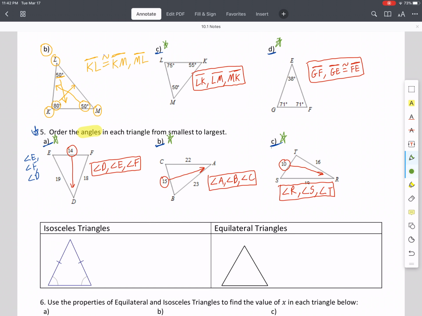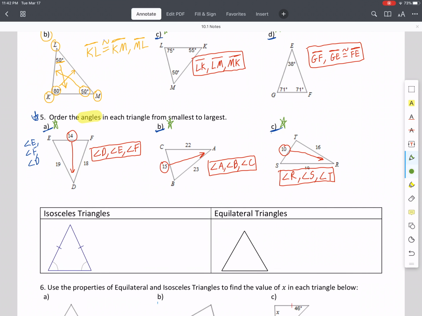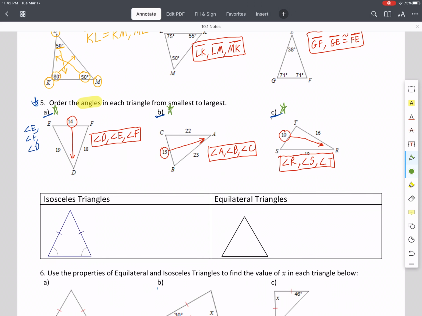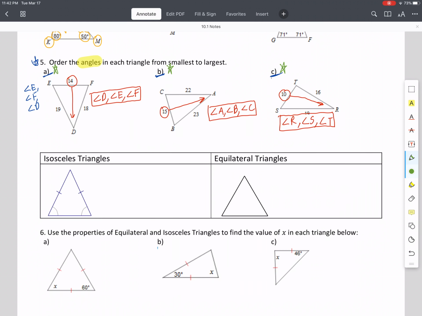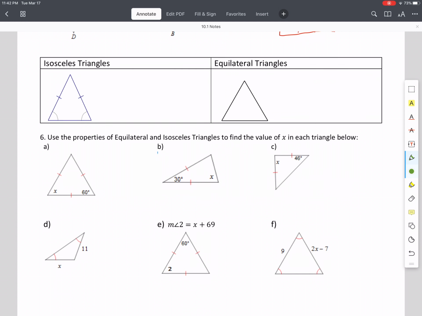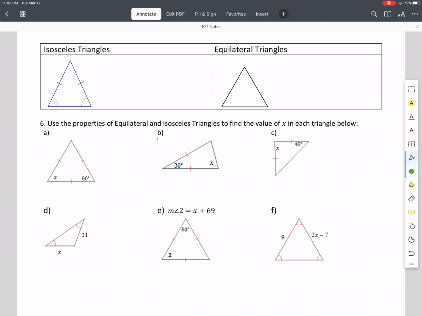In 5, as I mentioned, we were ordering the angles instead of the sides, so the side-angle conjecture works the same way. But getting into what we're going to be covering new for this lesson, we're going to be looking at the different types of triangles, isosceles, equilateral, and being able to use those to identify missing information.